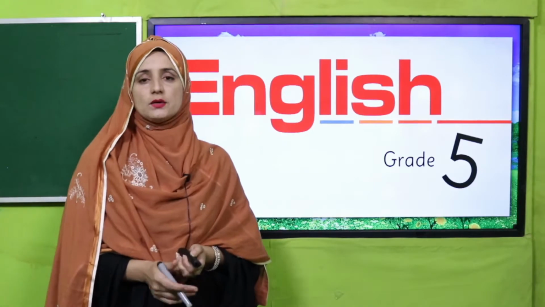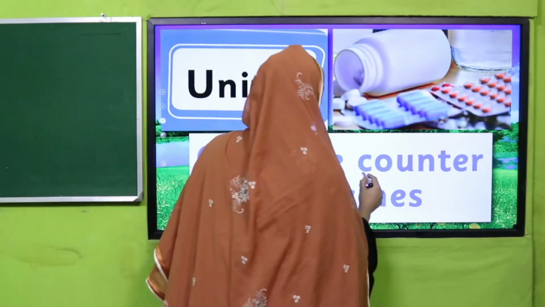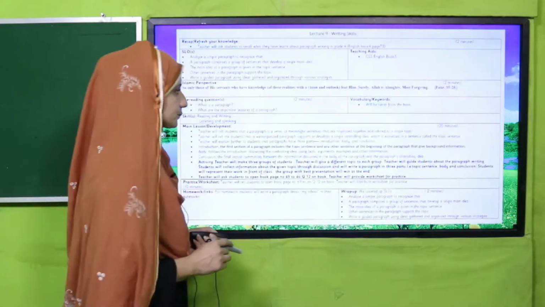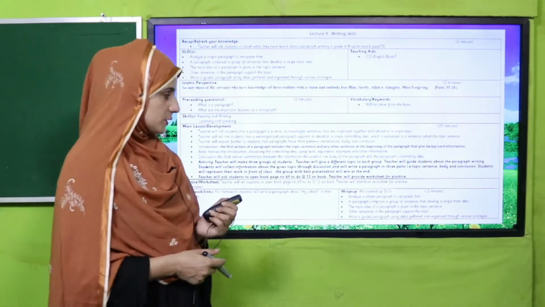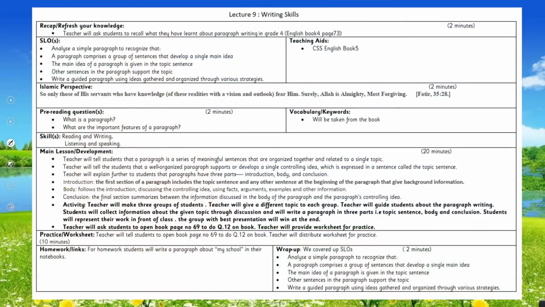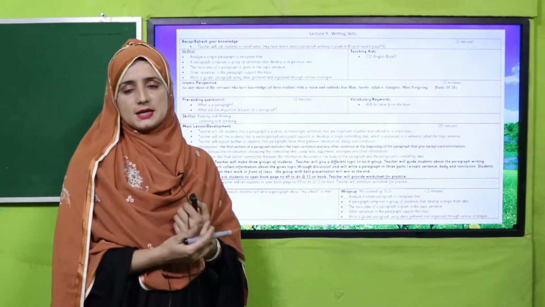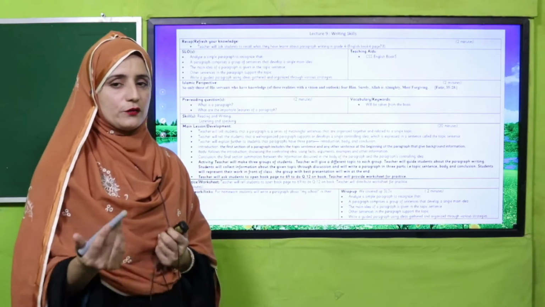I welcome you in my class that is an English for grade 5. We are learning unit number 7, over the counter medicines. This is the lesson plan and I am going to deliver my lecture according to this lesson plan. This lesson plan is available in the description box. You may click it, download it, or modify it for your convenience.